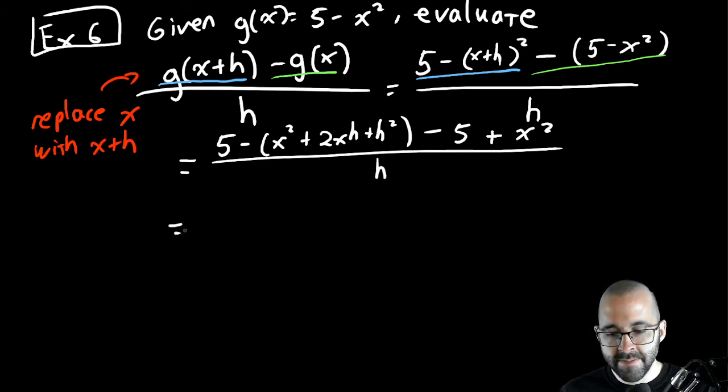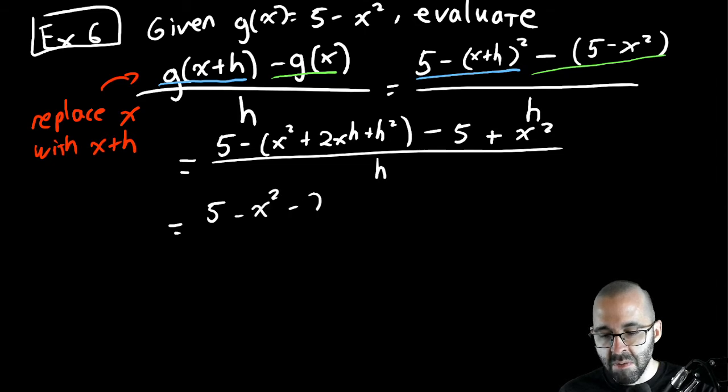So on a numerator, we're going to distribute that negative sign, 5 minus x squared, minus 2xh, right? This negative sign is going to all three of these, minus h squared. And then we have a minus 5 plus x squared.